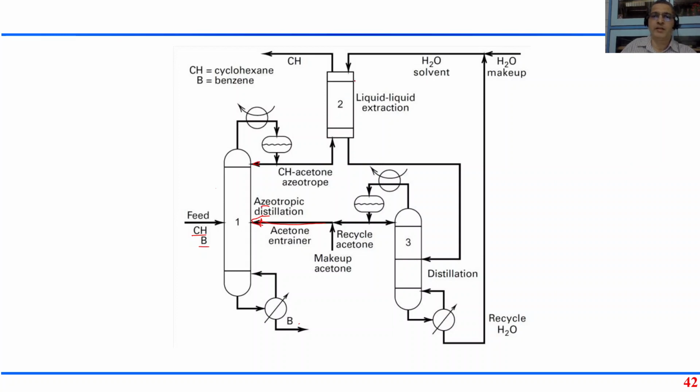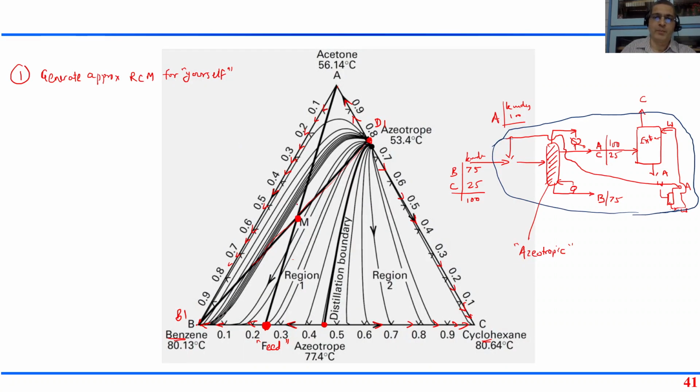Essentially the cyclohexane-acetone azeotrope, I do liquid extraction using water. Acetone and water mixture comes here. Cyclohexane is separated out. Acetone and water, I feed it to a distillation column. Water I get at the bottom, which is recycled to the extraction column. Acetone I get at the top, which is recycled to the azeotropic distillation column. Now you see how our residue curve map is helping.